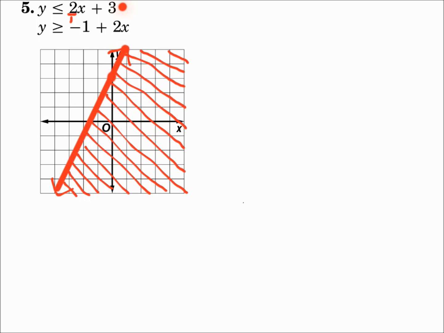The second inequality isn't in slope-intercept form, so let's make sure everything is in the right place. It's solved for y, but the right side is backwards. The x's should be first, so rewrite that. 2x minus 1. Instead of negative 1 plus 2x, change it to 2x minus 1. The y-intercept is negative 1, and the slope is 2, which is 2 over 1, so we'll rise 2, run 1.